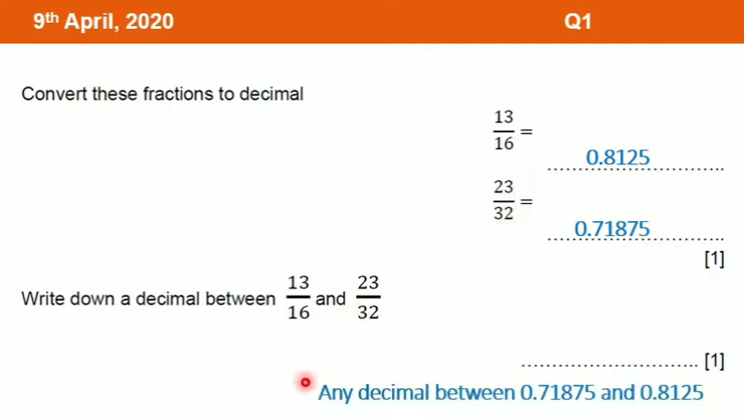So the answer has to be any decimal as long as it is between 0.71875 and 0.8125. So maybe if you want to write 0.75, it's okay. 0.8 is also okay, but if you only write 0.7, it's not okay because the answer has to be bigger than 0.71875.